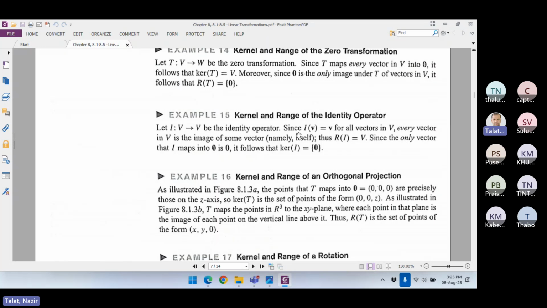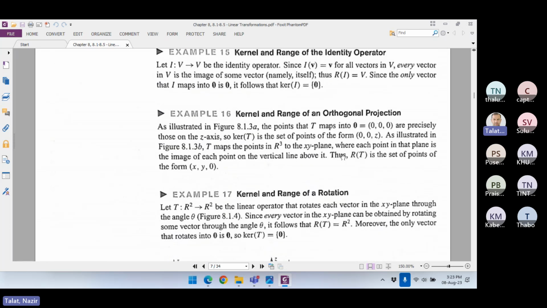The identity operator behaves like T of V is equal to V. One can see that the range of I is the entire set V in that case, and the kernel contains only the 0, because 0 is the only element that maps to 0 in the case of the identity operator. So kernel of I is 0. You have to notice that V is a vector space, so the range is also a vector space. And this kernel set {0} is also a subspace of V in that case.